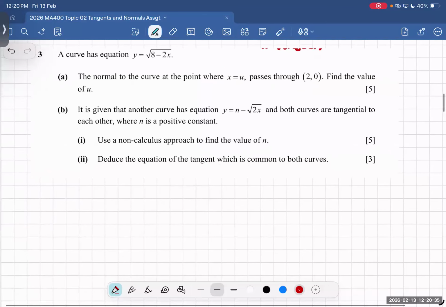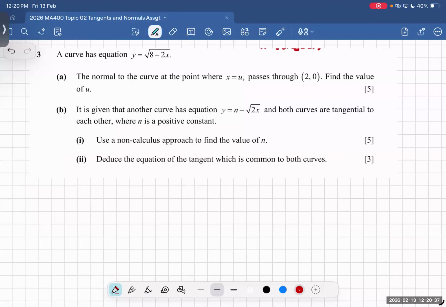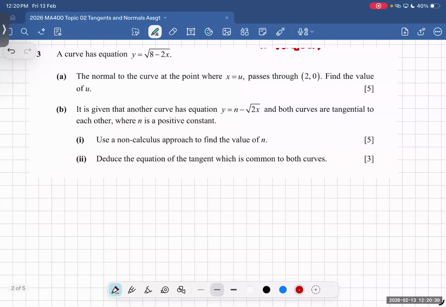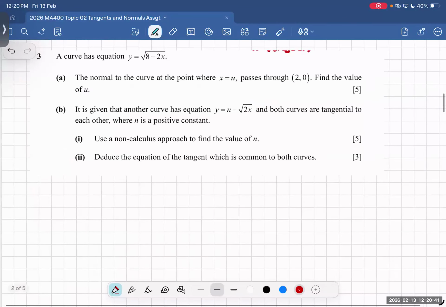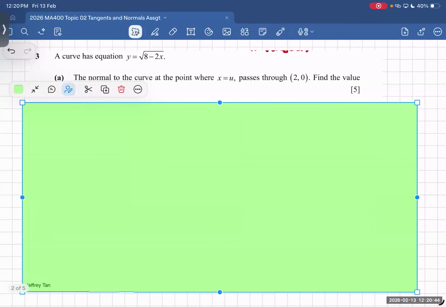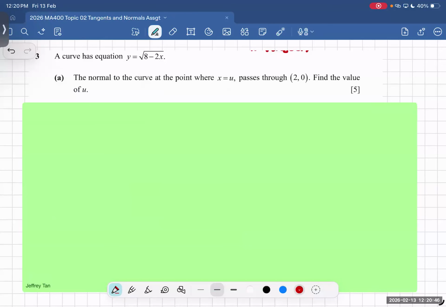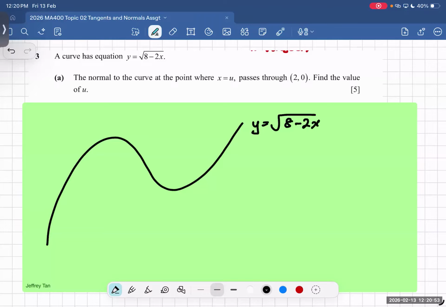Okay, so first, go through 3A. Let me go through it very quickly. Now the normal to the curve where x equals u. I just draw a curve anyhow. Because I can't visualize, my curve is going to be wrong, but it doesn't matter so much. So here, I put in the point. What's the coordinate? What am I missing? I'm missing u.